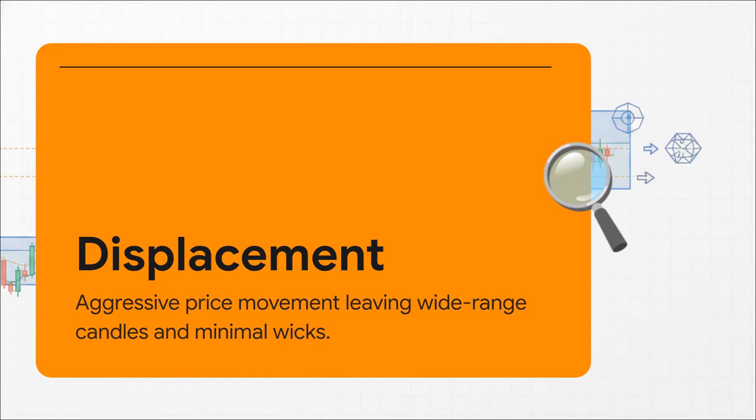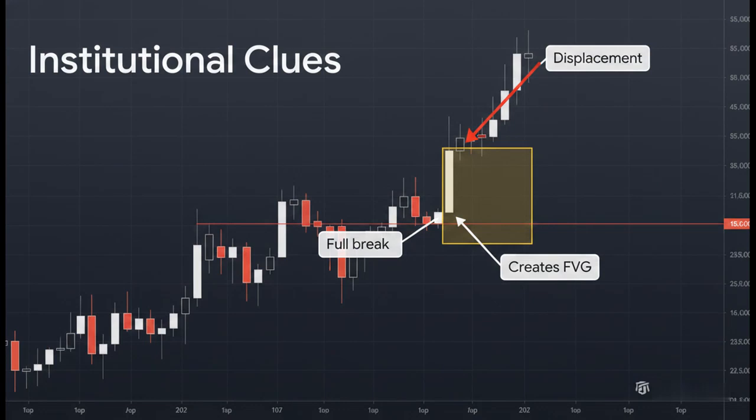Displacement is this sudden, super aggressive price movement characterized by long, wide-range candles with minimal wicks. Simply put, if there is no displacement, there is no structure shift. You absolutely must see these forceful, undeniable momentum candles to confirm that smart money has actually entered the market with real conviction. So how do all these concepts build our institutional footprints?